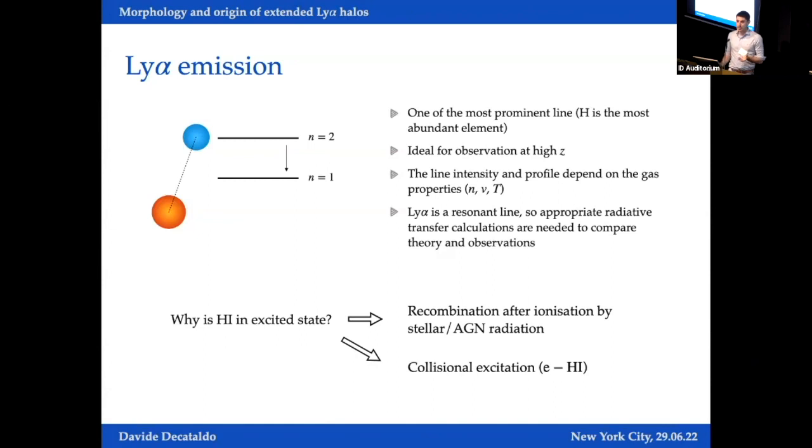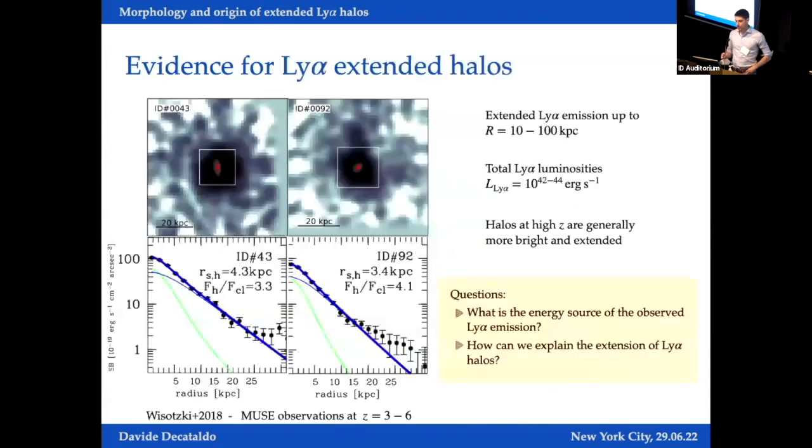Another mechanism instead is collisional ionization, collisional excitation. That happens naturally when the gas is hot enough, so we have collisions that excite the hydrogen. So Lyman alpha extended halos are observed in many galaxies, and in the last decades we have plenty of observations.